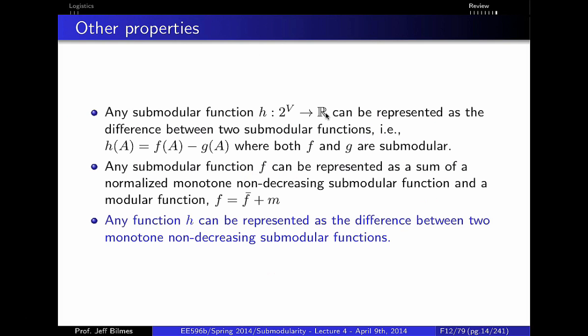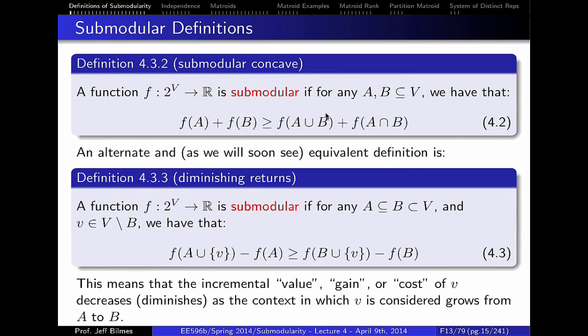And then lastly, as a result, any function can be expressed as the difference between two polymatroid functions. That basically means two monotone non-decreasing non-negative submodular functions. We do that by essentially splitting the modular part into its positive and negative bits.